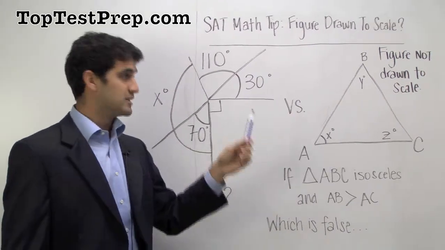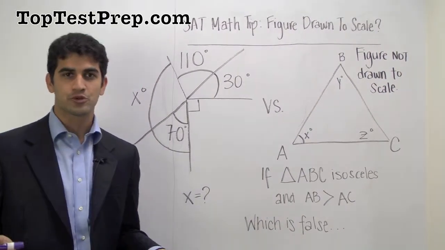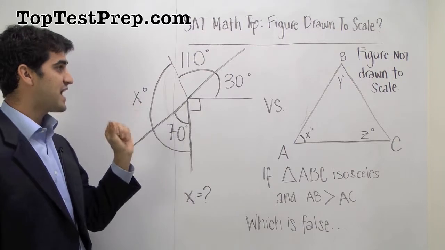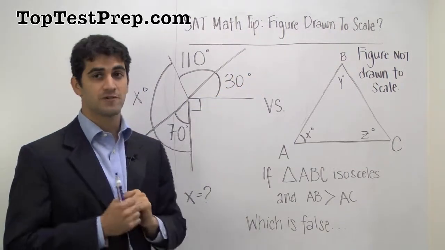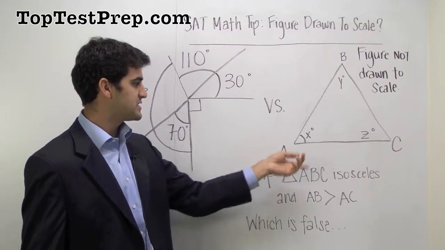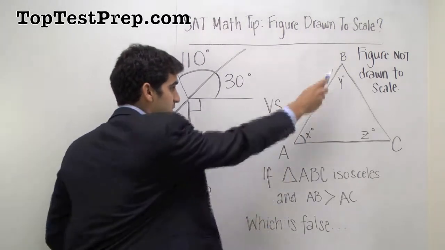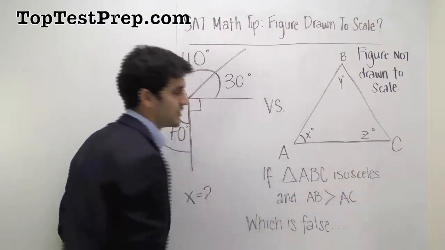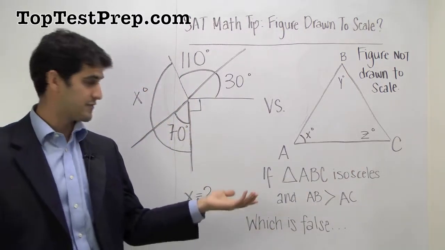Let's contrast that with this second problem in which the figure is not drawn to scale. Now in this figure, it looks as if we're dealing with an equilateral triangle. But in fact, we cannot be sure that that's the case because the figure is not drawn to scale. So it actually tells us that the triangle ABC is isosceles and AB is longer than AC, which is deceptive because that's not what the figure looks like.